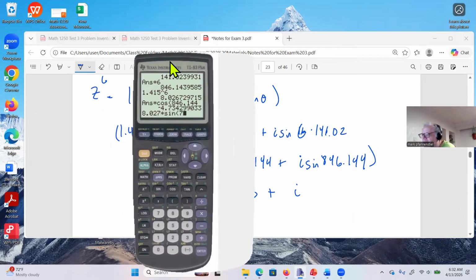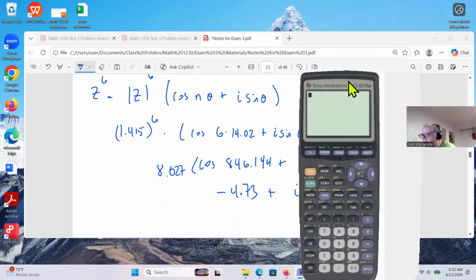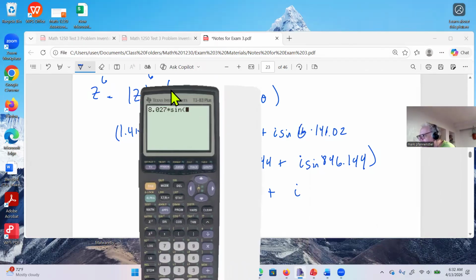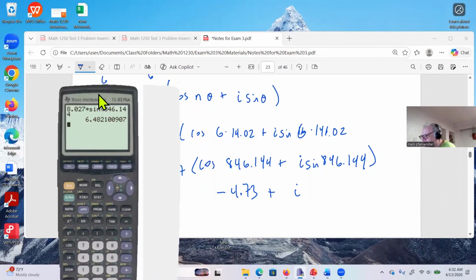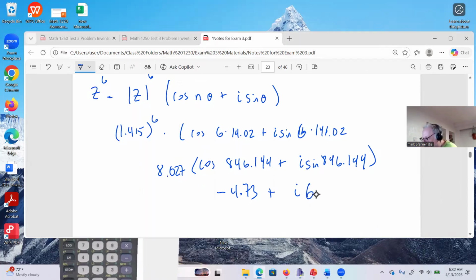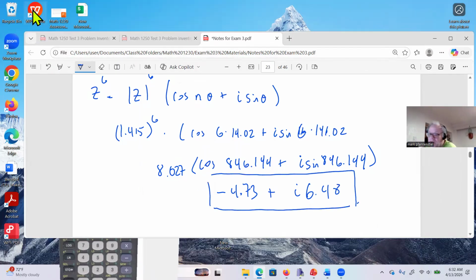Oh shoot. Okay, let's go ahead and start that again. So we have 8.027 times sine of 846.144. All right. And I end up getting 6.48. So i times 6.48. And that is our answer to this complex number raised to the sixth power without having to go back and FOIL it.